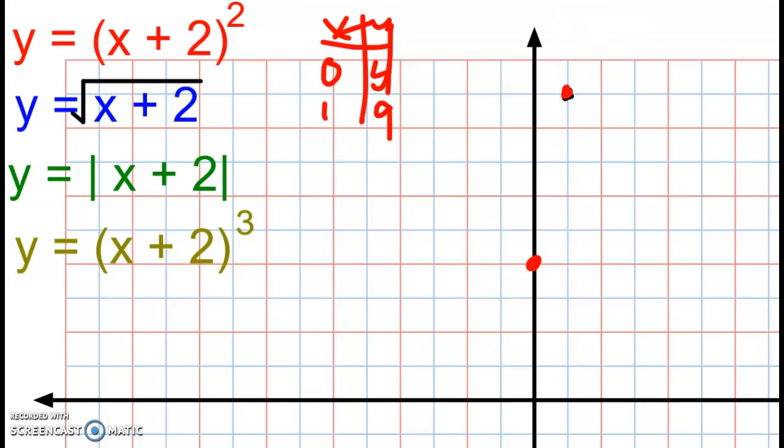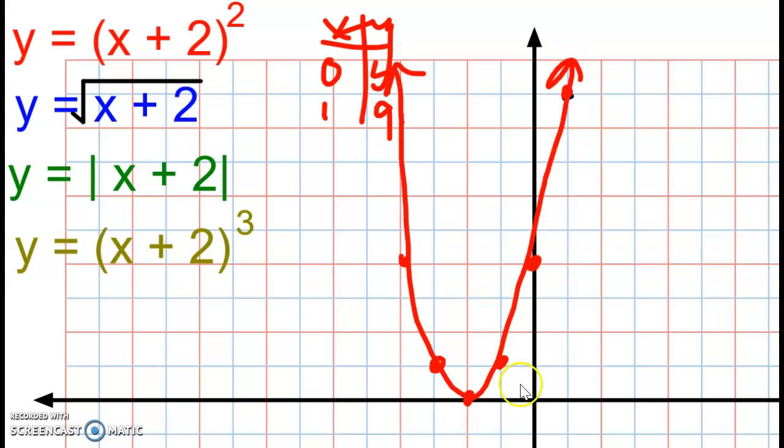Negative 1 plus 2 is 1. Squared is 1. Negative 2 plus 2 is 0. Squared is 0. Negative 3 plus 2 is negative 1. Squared is 1. Negative 4 plus 2 is negative 2. Squared is 4. I'm seeing the parabola. So it looks like it takes x squared, what x squared used to be, and shifted it to the left 2. Let's see if that's standard, that works for square root of x plus 2.